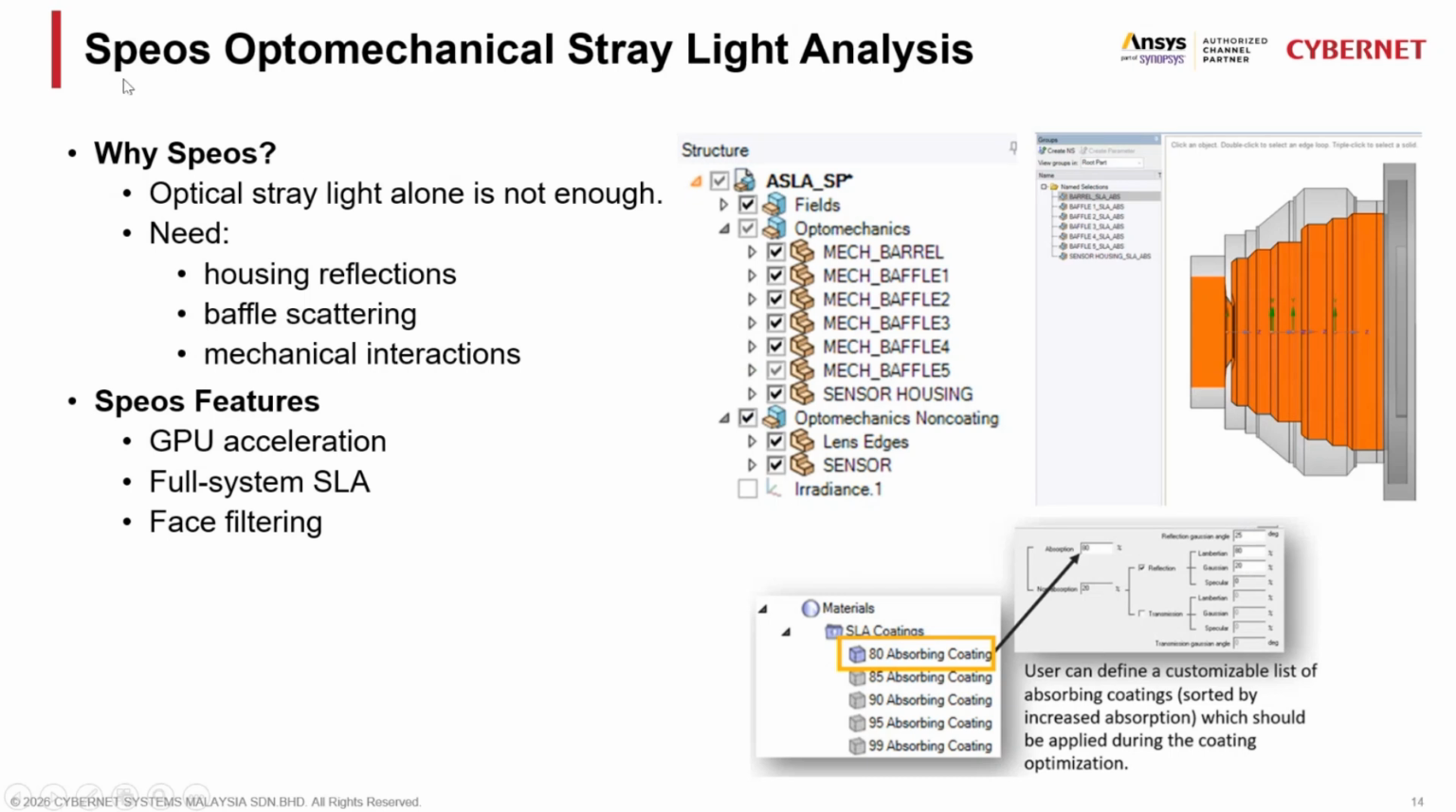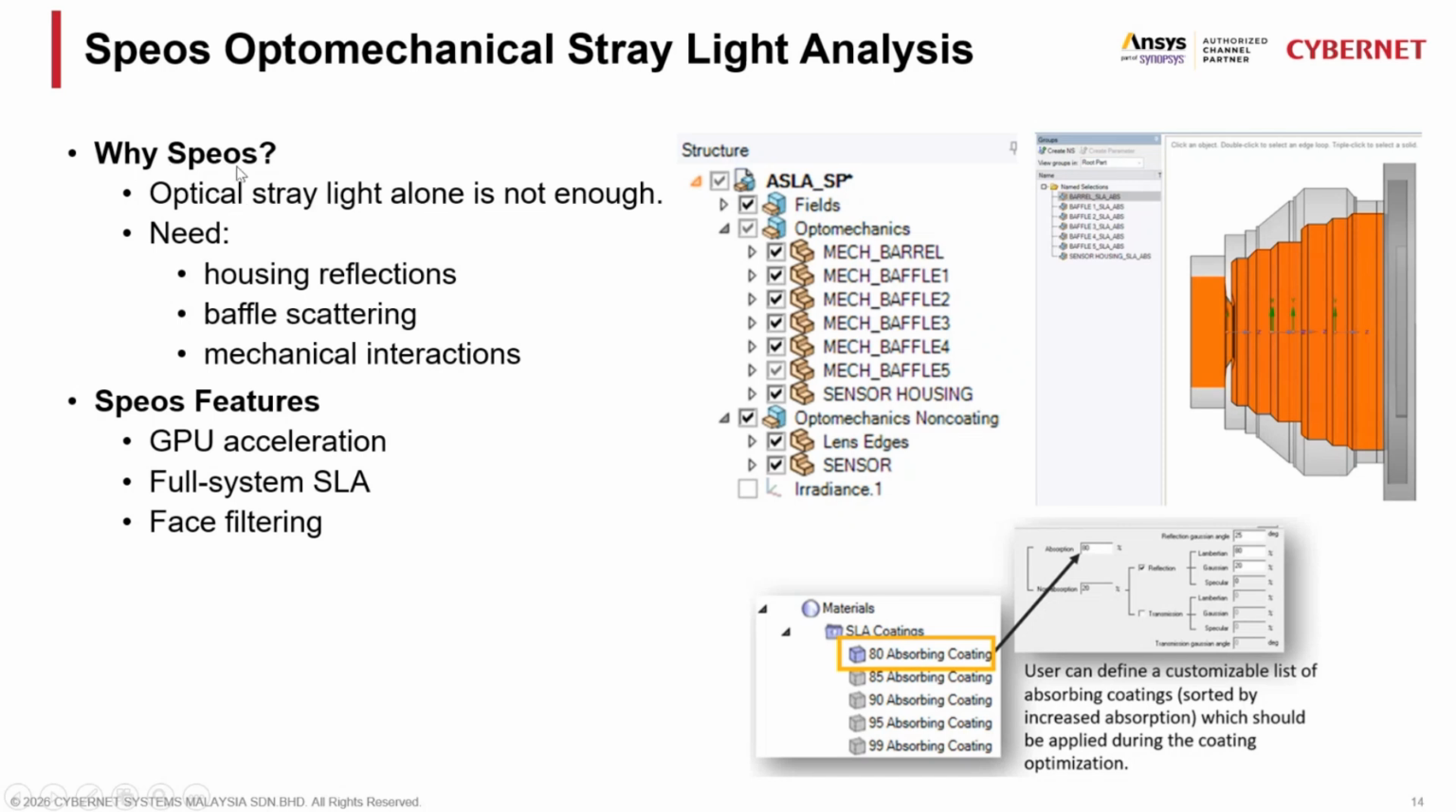So inside this auto mechanical part, the validation. Optical Straylight alone is not enough. Inside Zemax, what we do is just the Straylight with the optical lenses only.